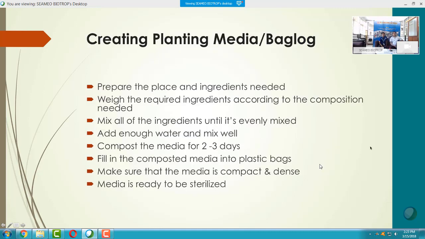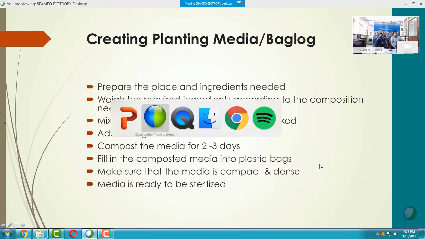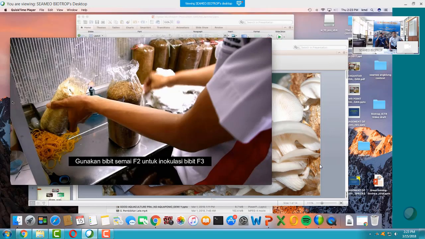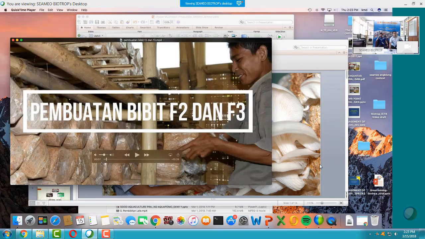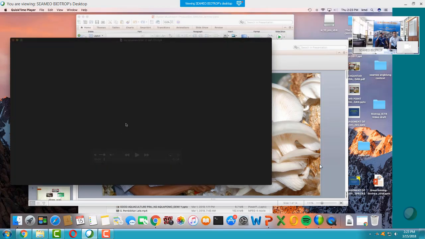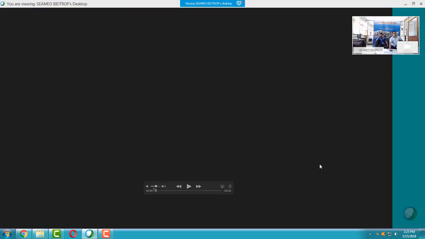So this is the mixing process. The first step is to prepare the place and the required ingredients. I think it's better for us to show it directly rather than read it to you. So we have created a video here. Unfortunately, the video is still in Indonesian, but we will try to tell you what is happening in the video.